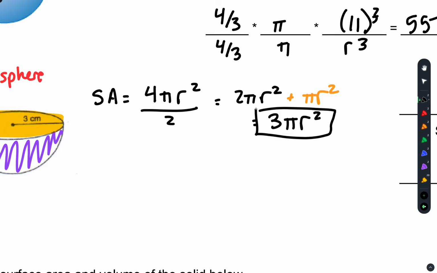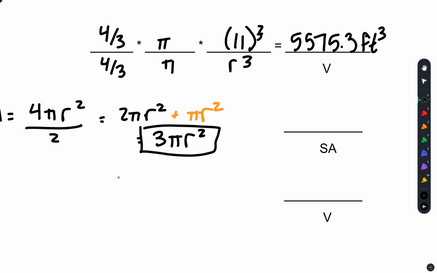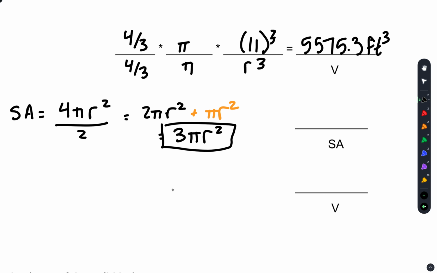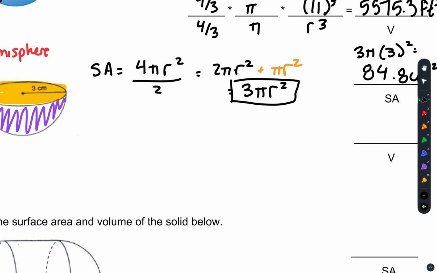I guarantee somebody's going to make the mistake of just cutting their sphere formula in half and calling it a day without remembering to add on that extra circle. So I take my formula, 3 pi r squared, and I know that the radius is 3. So 3 pi radius squared gets me, I believe, 27 pi, or in an approximate value, 84.8 centimeters squared. Any questions on that? That's the one thing we need to remember about surface area of a hemisphere.